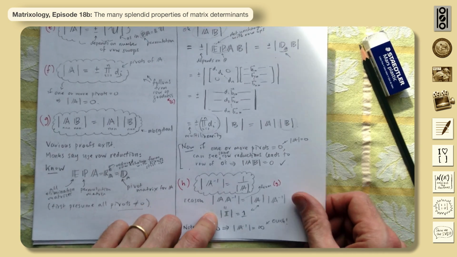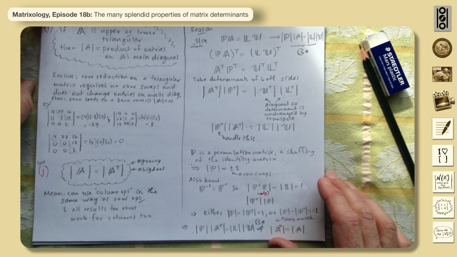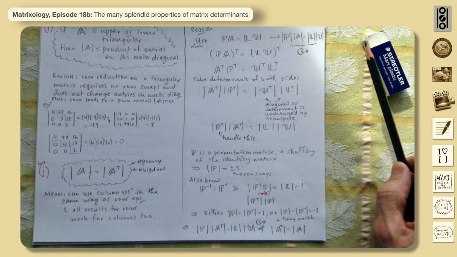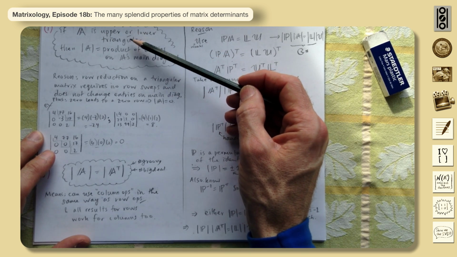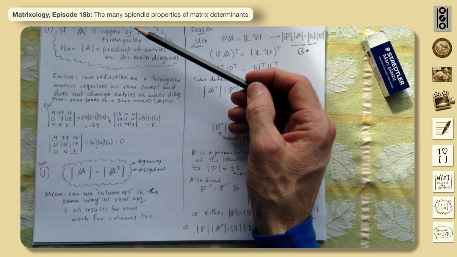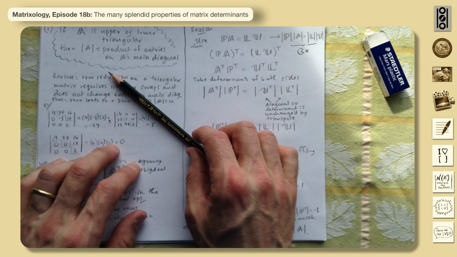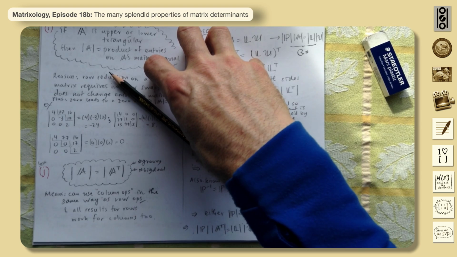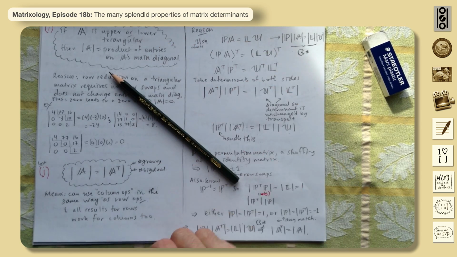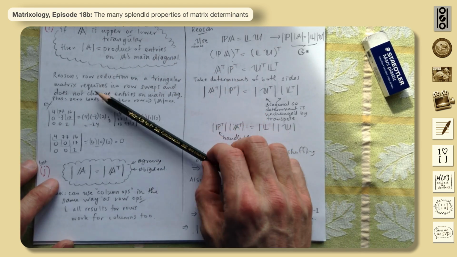Okay, so that's a nice little result. We've still got a couple more to do, and this one is somewhat quick. If we have an upper or lower triangular matrix, so if it's upper, it's all zeros below the main diagonal. If it's a lower triangular matrix like L in LU decomposition, it's all zeros above the diagonal. Then the determinant is the product of the entries down the main diagonal.